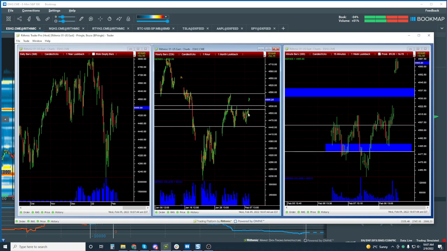So anyway, just a few different scenarios to consider here, right? We still have a big gap here to fill. Maybe we'll get some sellers in down at this level around 45.54, and get a drop back down into here. All right. So anyway, just some considerations.